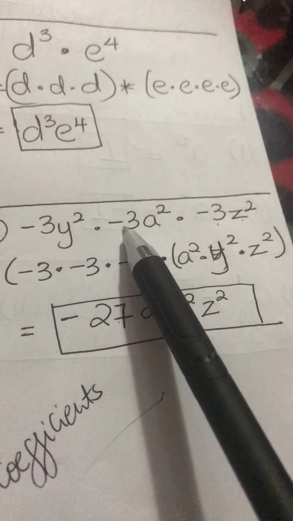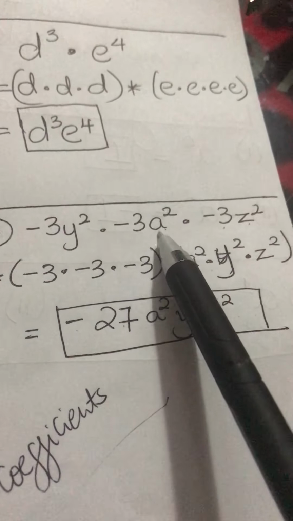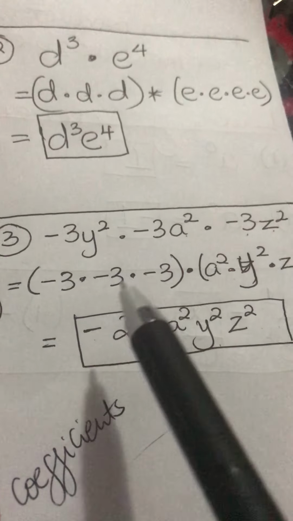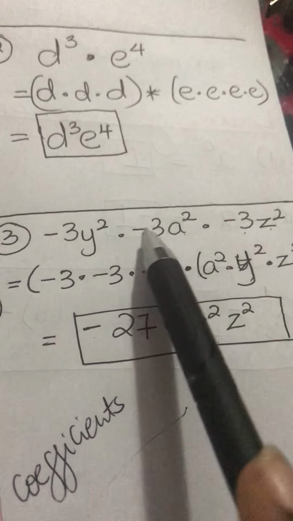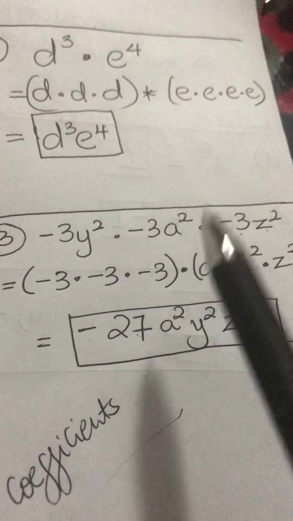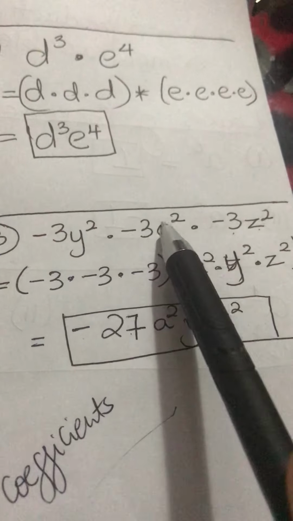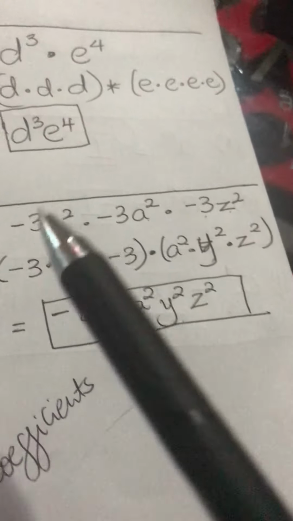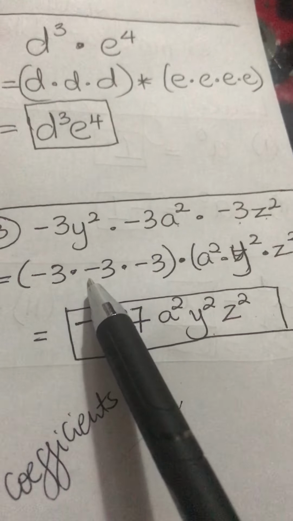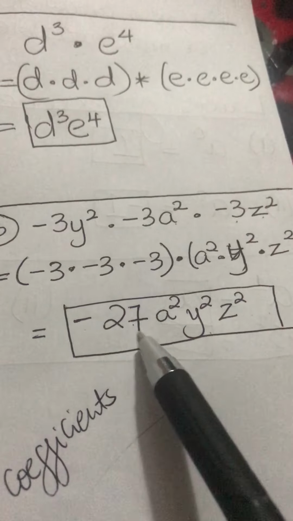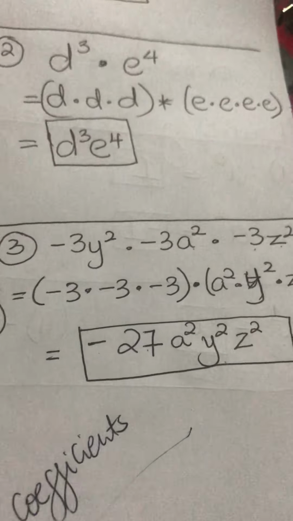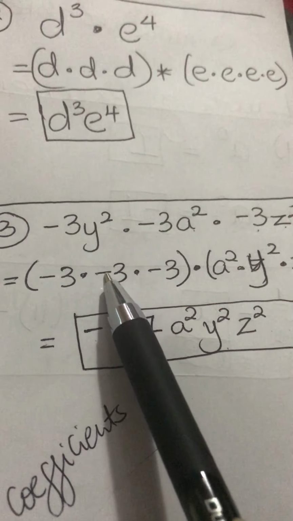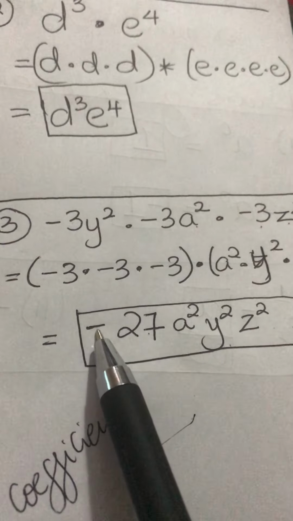All right, let us look at this. We have the same coefficient, but we have different bases, okay? And since our coefficients are the same, so we will put all our coefficients in the bracket, its own bracket. Then we will put all our powers in their own bracket. All right, so then negative 3 times negative 3 times negative 3 becomes negative 27. How did I know? A negative times a negative is a positive, times another negative is a negative.